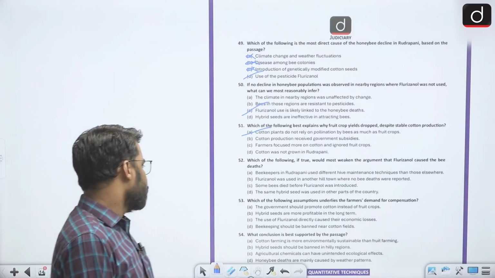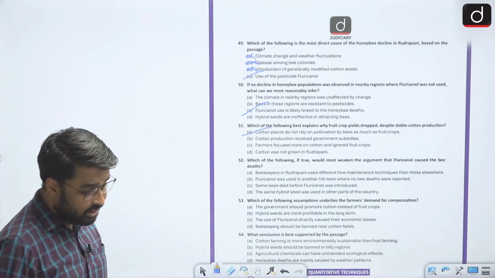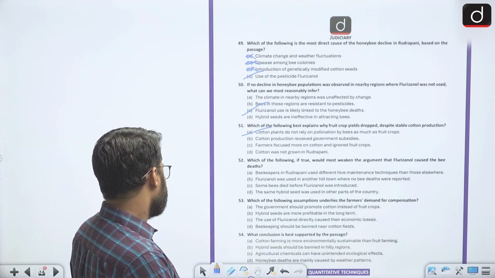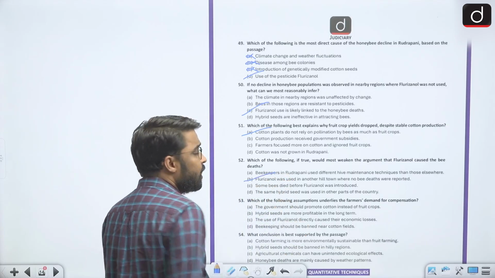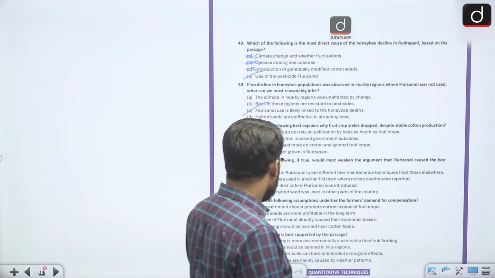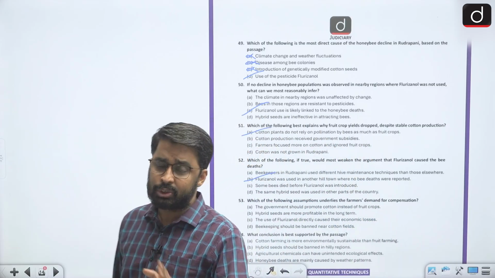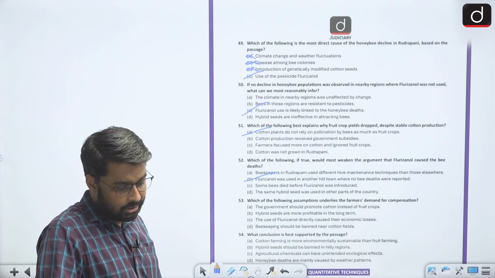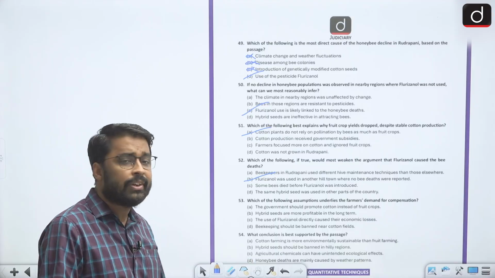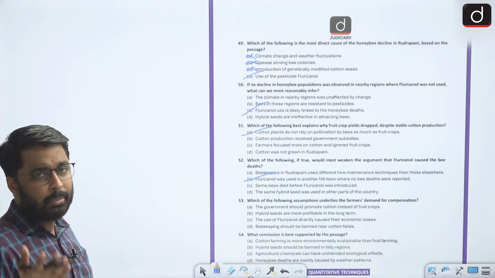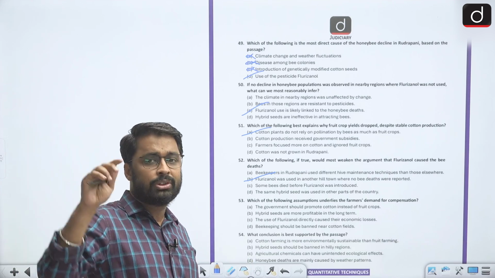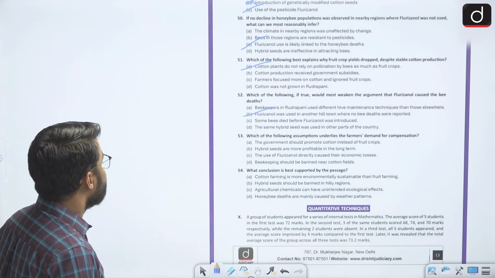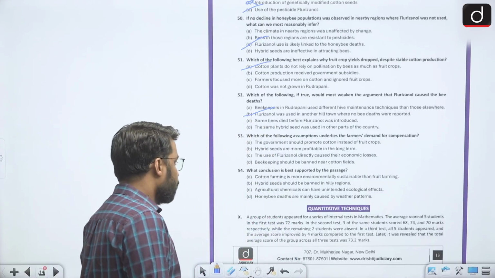Next one, which of the following, if true, would most weaken the argument that fluorosanol caused the bees' death? Beekeepers in Rudrapani use different hive maintenance techniques than those elsewhere. Fluorosanol was used in another hill town where no bee deaths were reported. So if B would have been correct, that another hill town has used the chemical fluorosanol and their bee death was not observed, then this is going to weaken the author's argument that fluorosanol is the cause for bee deaths. Because if another town is not observing it and this town observed, that means the cause is something else. But the passage is saying that fluorosanol was the cause, because the timing of its usage and bee death aligns.